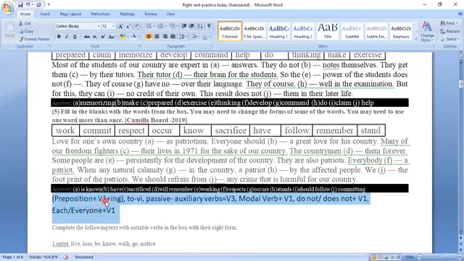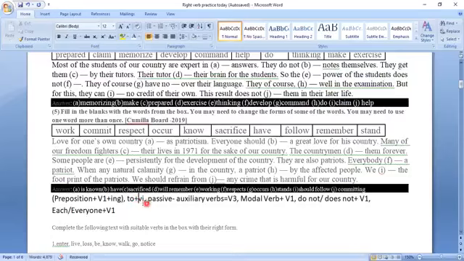Preposition plus base form of verb plus ing. To plus base form of verb. Passive form uses auxiliary verb plus v3. Modal verb plus base form of verb. Do not or does not plus base form of verb. Each or every one plus verb one. Okay, so these are the rules we have discussed today.